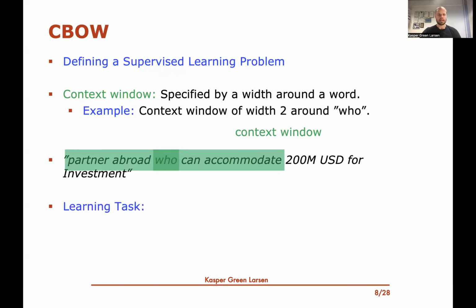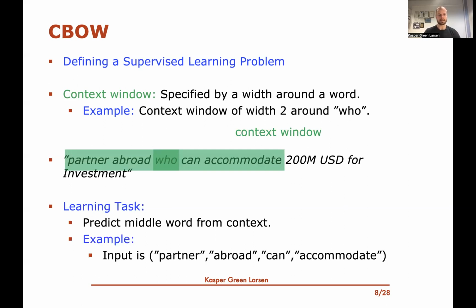Now, the learning task that we will be defining in this continuous bag of words approach is that we would like to train a supervised learning model that can predict the middle word from the context. So predict it from partner, abroad, can, and accommodate.